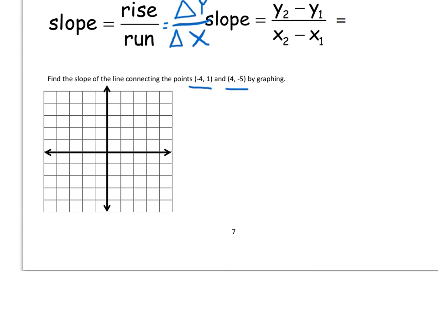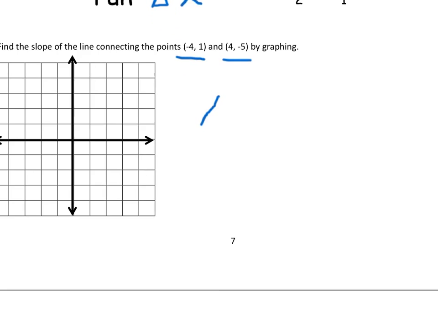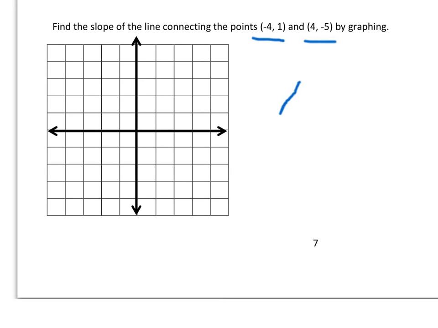Okay, so you should have graphed these 2 points. In the first point, the x is -4, so that means I go left. Let me zoom in a little bit here. I need to go left 4, so 1, 2, 3, 4, and then up 1. So here is my point of -4, 1, and then the other point of positive 4, -5. So I'm going to go right 4, 1, 2, 3, 4, and then down 5: 1, 2, 3, 4, 5. Okay, so here are my 2 points.